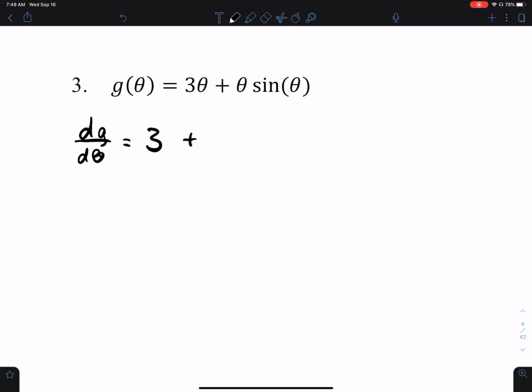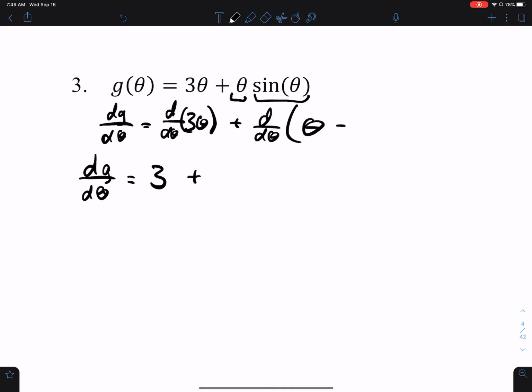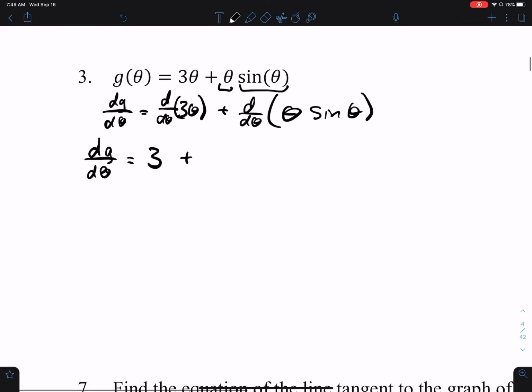Now the product rule is going to apply here. We're going to take the derivative of the first term. And I'm going to write this one out, even though I told you that we don't have to. In fact, I'm going to add a step here. Don't hate me, because I just added this. We're going to take the derivative with respect to theta of 3 theta, plus we're going to take the derivative with respect to theta of theta times sine of theta. This was not a required step, and what I'm going to do next for this is not also a required step.